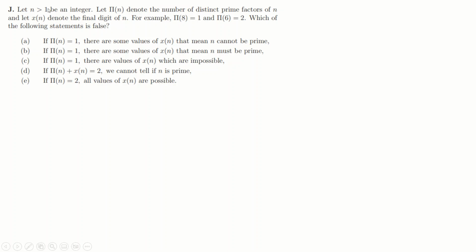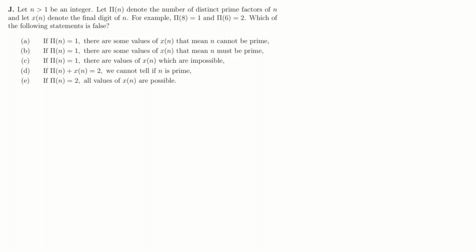So n is an integer bigger than 1. I hope that I haven't broken that rule anywhere, but I don't think I have. So this big capital pi of n is the number of distinct prime factors. So for example, capital pi of 15 is 2 because it's just 3 and 5. Capital pi of 21 is also 2 because it's 3 and 7. Capital pi of 24 is 2 because it's 2 and 3.